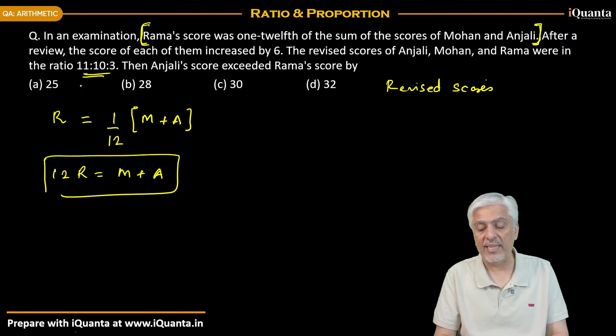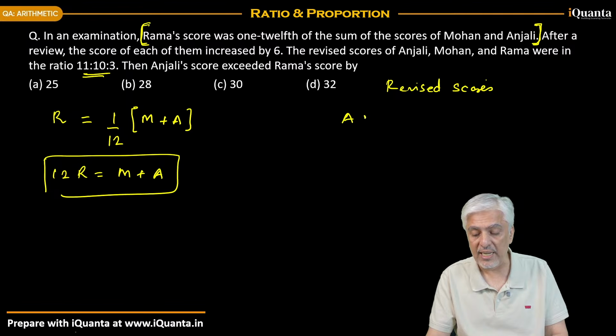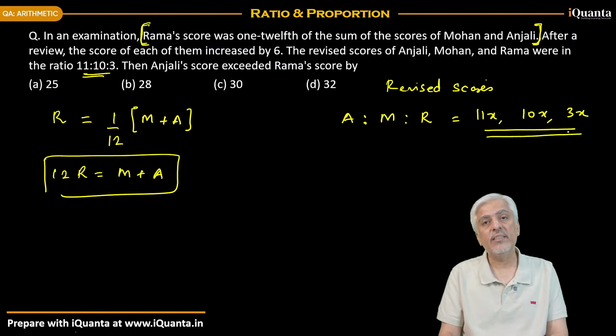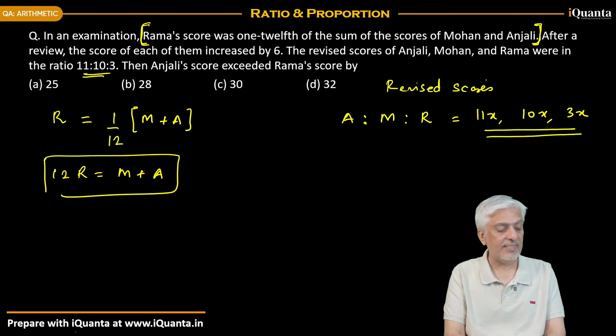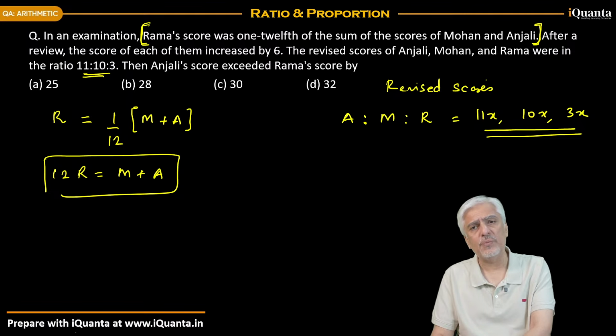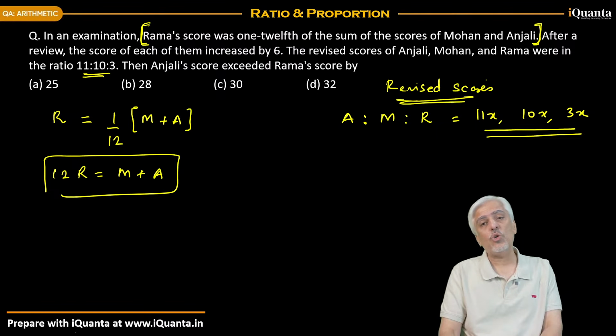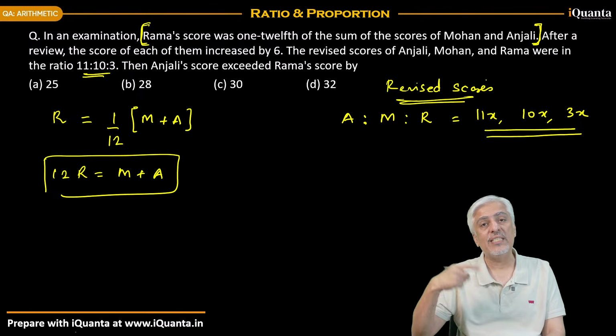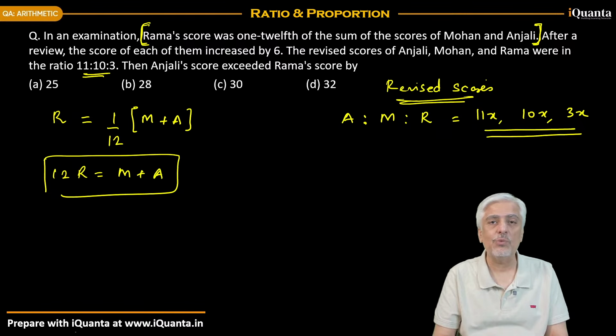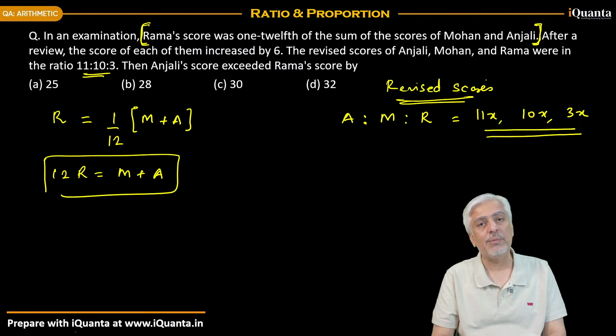A ratio is given. So can I say revised score for Anjali, Mohan and Rama can be equal to 11x, 10x and 3x. Whenever a ratio is there, I can write it as 11x, 10x and 3x. Everybody clear till here? I didn't touch the first part. Don't mix the first part. Now, these are the revised scores. These revised scores came when everybody's score was increased by 6 marks. Suppose one question was wrong and hence 6 marks were given free to everybody. So it became 11x, 10x and 3x.